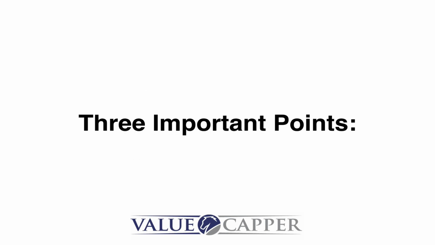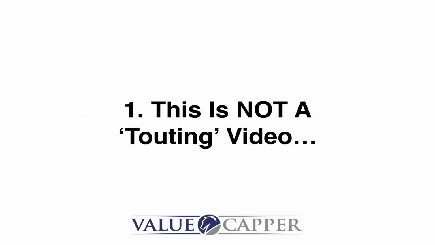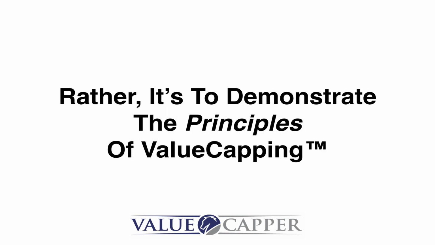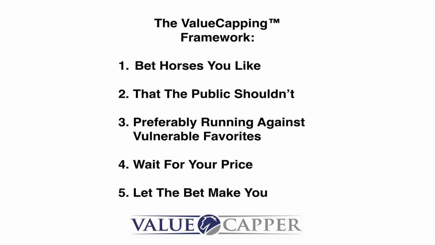Let me point out a few important things about this video. First, this is not a touting video. If it were, I would just say, well, gee, I like this horse in the Belmont, and take a look at this horse here and this one. No, rather, I want to demonstrate the principles of value capping and how this applies. And, of course, I do it on the big races because there's a lot of interest in the big races. But, frankly, a lot of the big races are not very playable. They're very passable, okay?